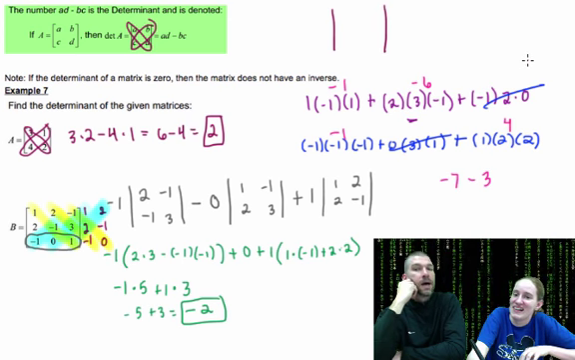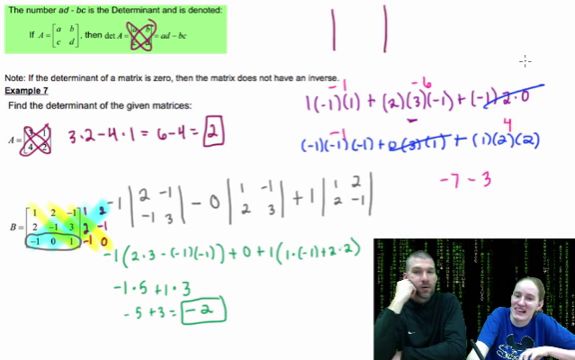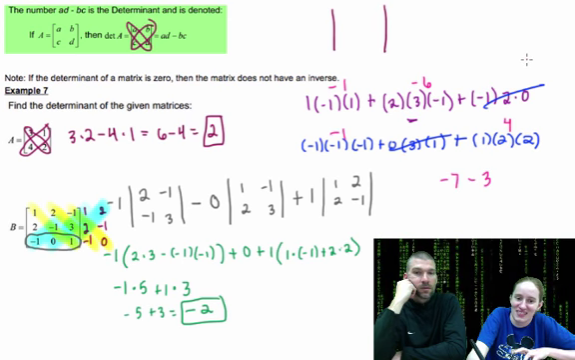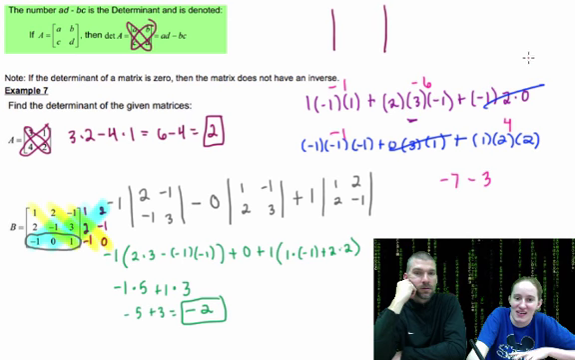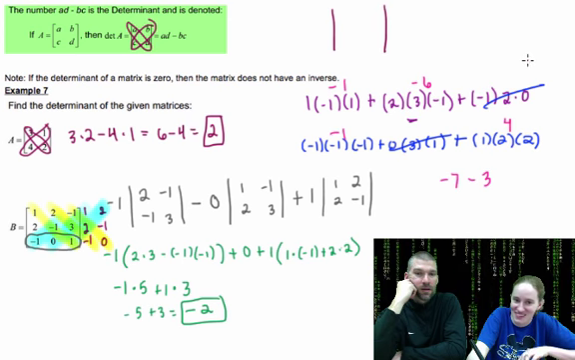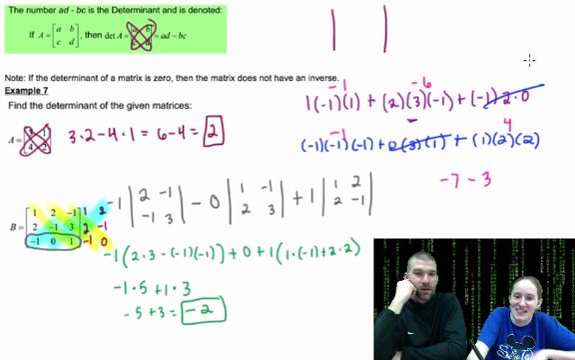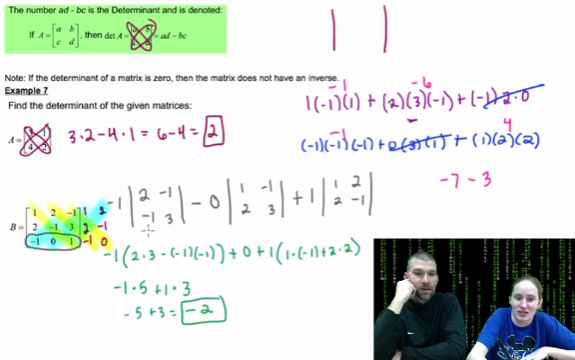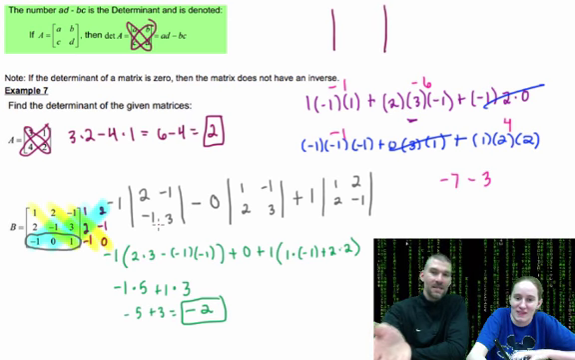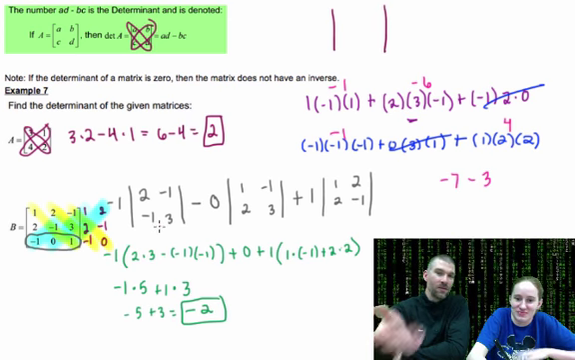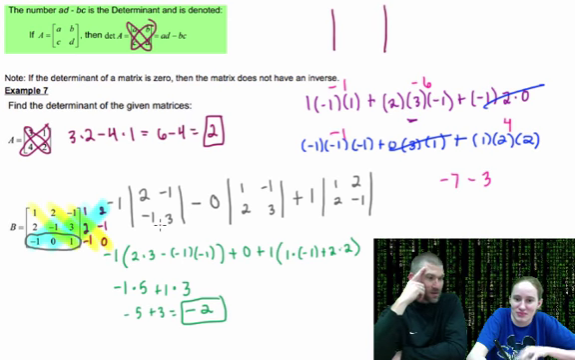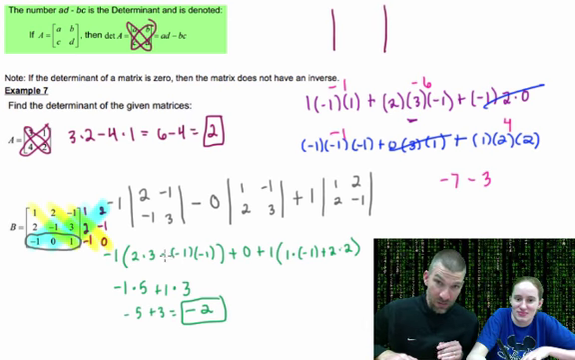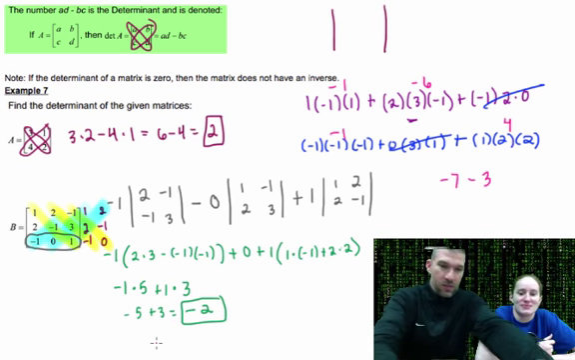-7 minus 3 is -10. Did you do your math right on the bottom? Because that says -10, and the bottom says -2. So do we have an oops? Probably. We're going to pause this and figure out where we have an oops.